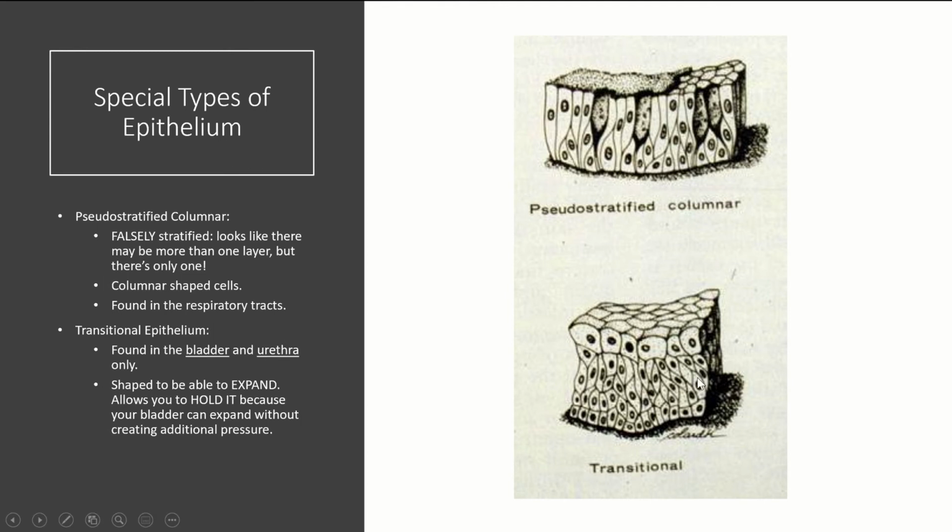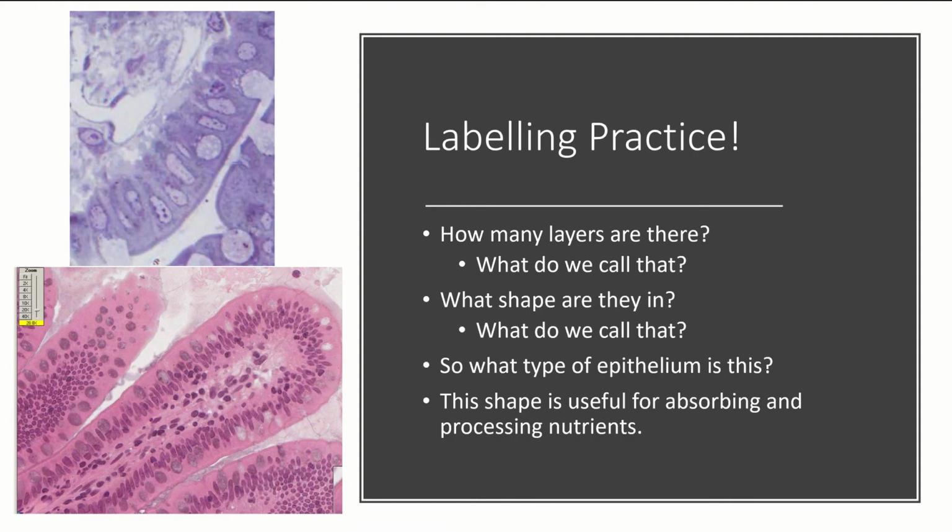It allows it to hold urine without increasing the pressure, because if we had a giant pressure in your bladder, and the more urine you put in, the higher the pressure, that would create problems in your kidneys. Your kidneys would have a really hard time creating more urine, which can lead to kidney failure and things like that. So we want to be able to keep adding urine into the bladder without increasing that pressure. Okay, now we're going to do some practice on labeling.